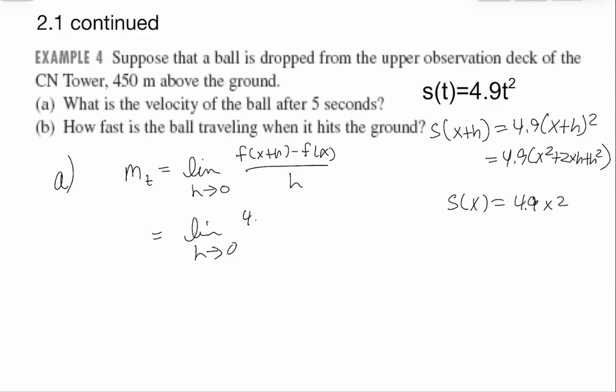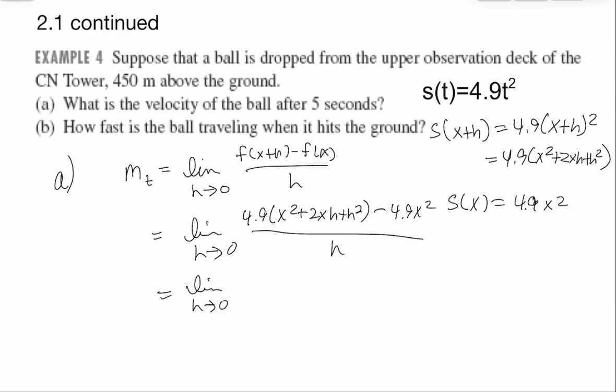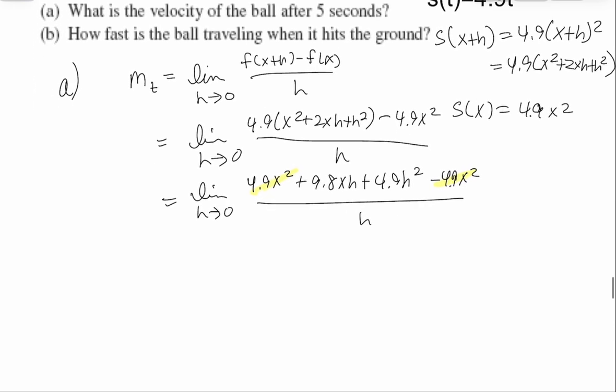So let's put in everything we need for our formula. So this is going to be 4.9 times x squared plus 2xh plus h squared, minus 4.9x squared. Now, if that was more than one term, I would definitely put it in parentheses so I remember to distribute the negative. But it was only one term, so that's good. Now, remember, if we did it right, anything that does not contain an h should cancel out. Now, the only thing that does not contain an h is the 4.9 x squared, and there is a negative 4.9 x squared in the problem.